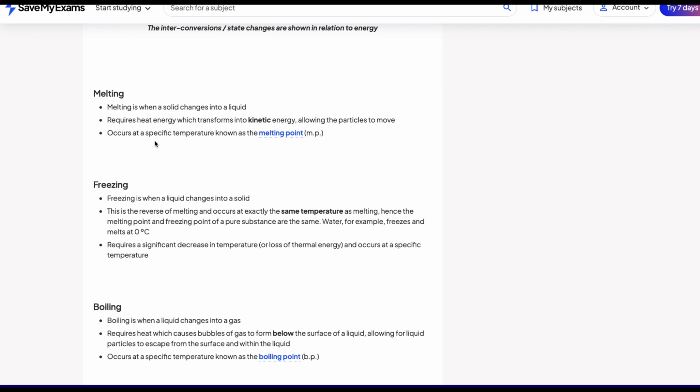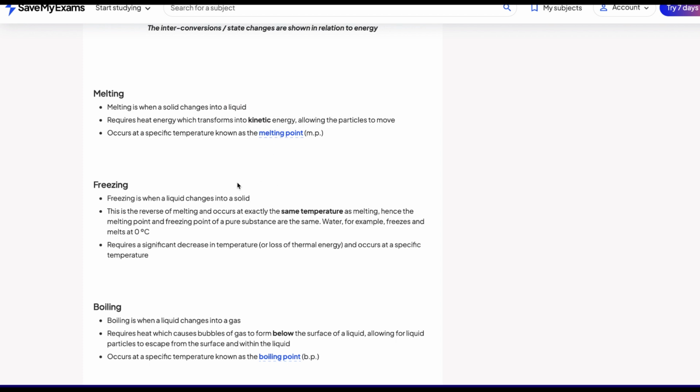So we already know what melting is. Melting is when a solid changes to a liquid. You must remember this at 0 degrees Celsius. It requires heat energy, which transforms into kinetic energy. The heat energy from whatever you're using to heat it will transform into kinetic energy of the particles. The particles will gain kinetic energy in order to break loose from their solid state to become liquid.